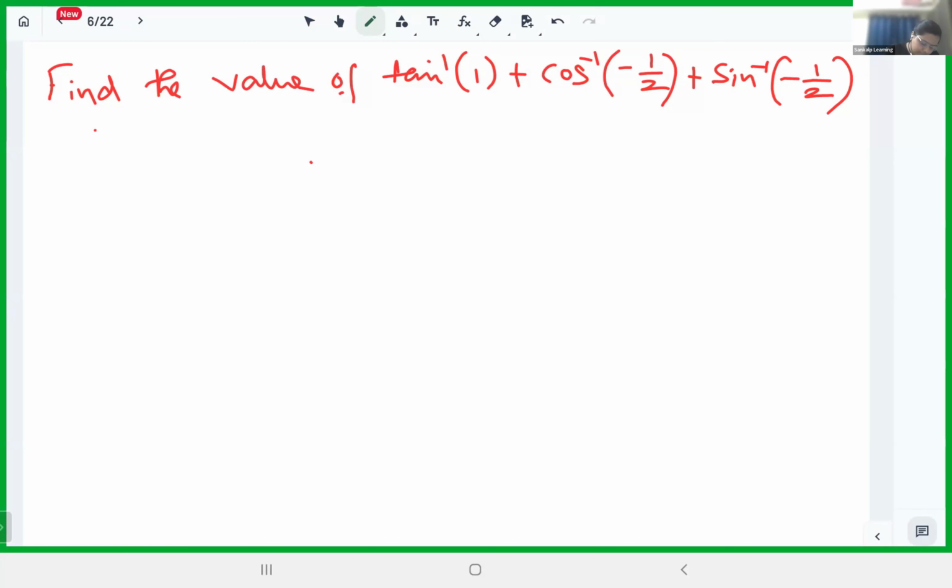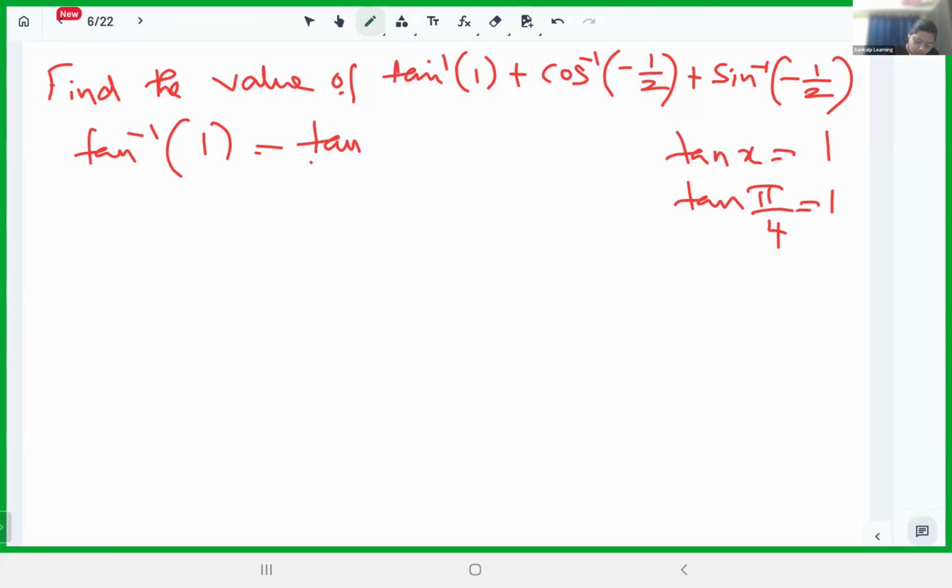All right, so we'll start with tan inverse of 1. In order to apply the property tan inverse of tan x is equal to x, you have to make this one in the form of tan x. Which value of x will give you tan x as 1? Tan pi by 4 is 1. So you can replace this 1 with tan pi by 4. If you apply the property tan inverse of tan x is equal to x, the value will be pi by 4.